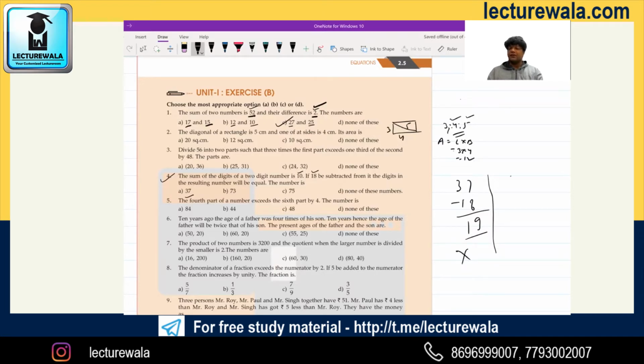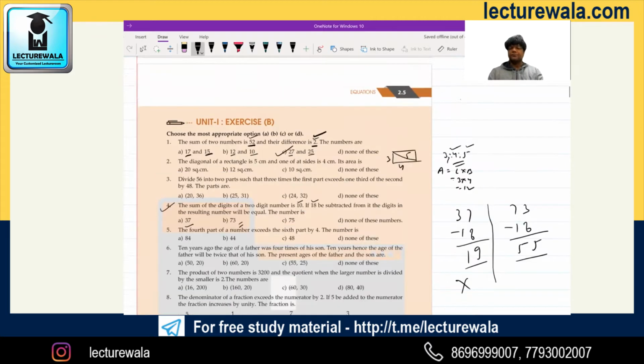Option B is 73. 7 plus 3 is 10. Yes, the first condition is satisfied. Now, to check the second condition, if I subtract 18, it is 13 minus 8, 5. 6 minus 1 is 5. Yes, 5 and 5 are equal. So that will be the answer. Guys, this way you are to do. But you can do the original method also.